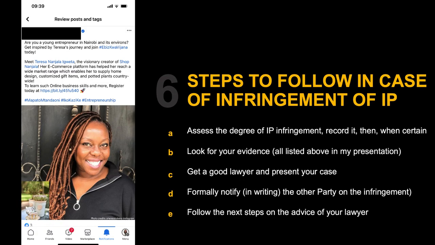Finally, and to end, sorry, I've taken a bit more of my time, but I'd like to mention that my copyrights have been infringed upon several times, particularly on Twitter and Facebook. Social media is a place where people actually do infringe copyrights. But I think what's important is, five key things that I'd advise here. One, you need to assess the degree of IP infringement, record it, like take a screenshot, because people tend to pull this down and claim that they didn't do it.